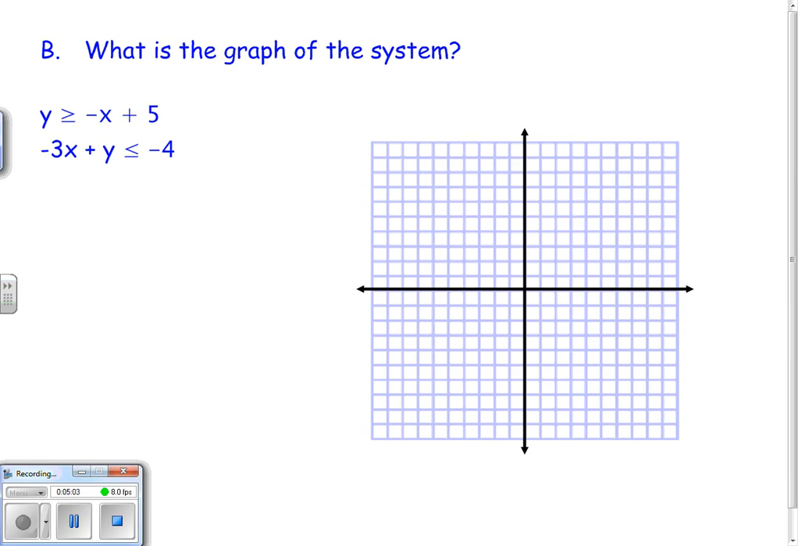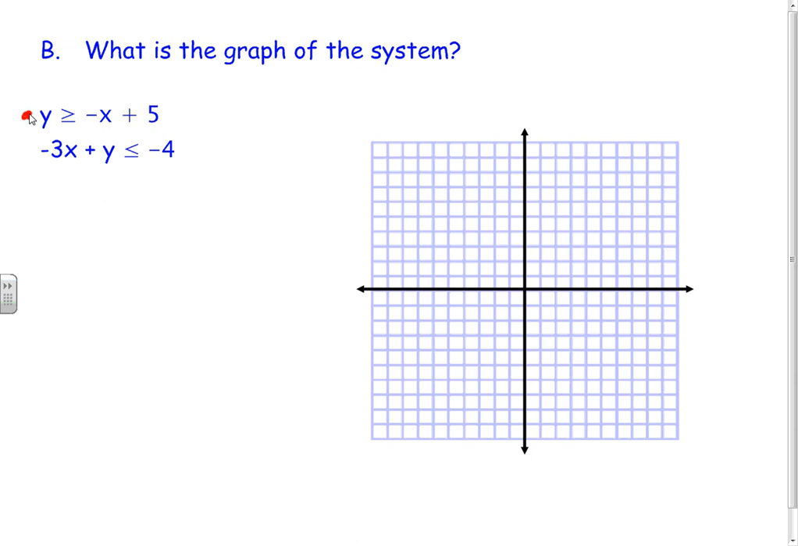So we're going to repeat this process for letter B. If you take a look at the top one, it's already in y equals mx plus b, so I can start by graphing. Go up 5. From there, your slope is a -1, so go down 1 and to the right 1 a couple of times. And then draw it in with a solid line now, because there is a line under your inequality.